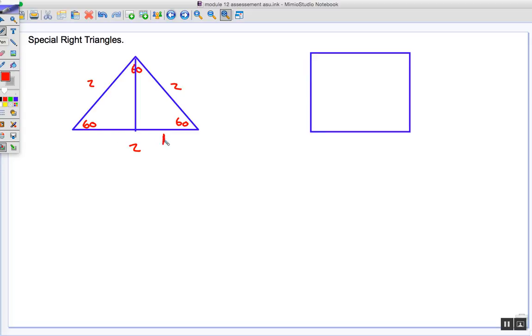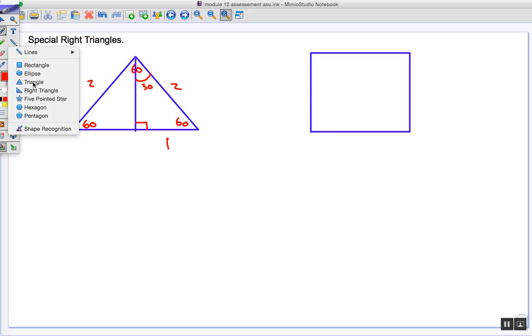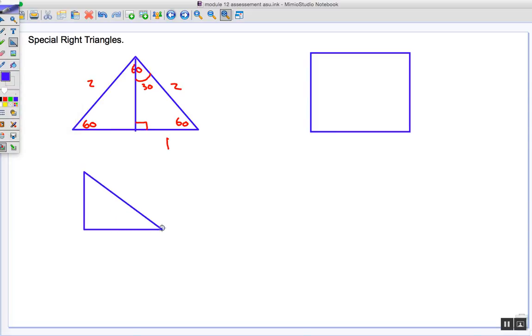So we have a side of 1 here. That's still 2. I'm going to go ahead and just have the 1 here. And this angle here is 30. Okay, so you can see now we have a 30, 60, 90 triangle. We just need to know this side. So I'm going to go ahead and grab a right triangle here.